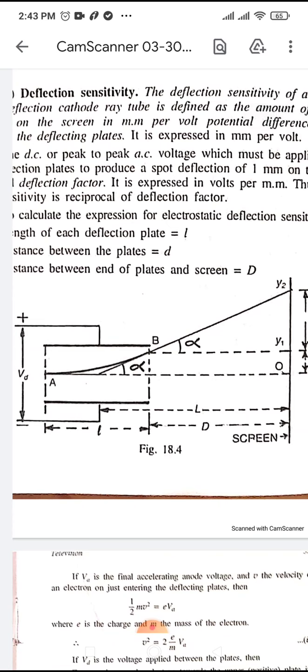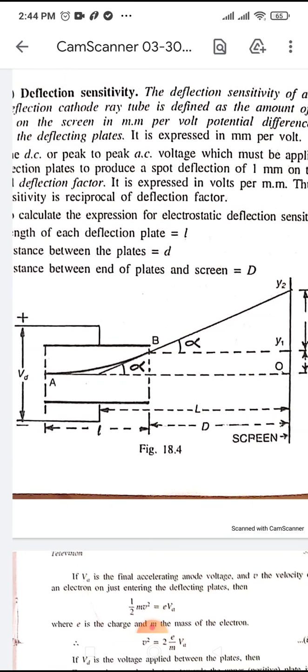If Ea is the final accelerating anode voltage and small v is the velocity of electron on just entering the deflecting plates, then we may have the equation half m v square is equal to e Ea, where e is the charge and m is the mass of electron. So we get the result v square is equal to 2e by m Ea.